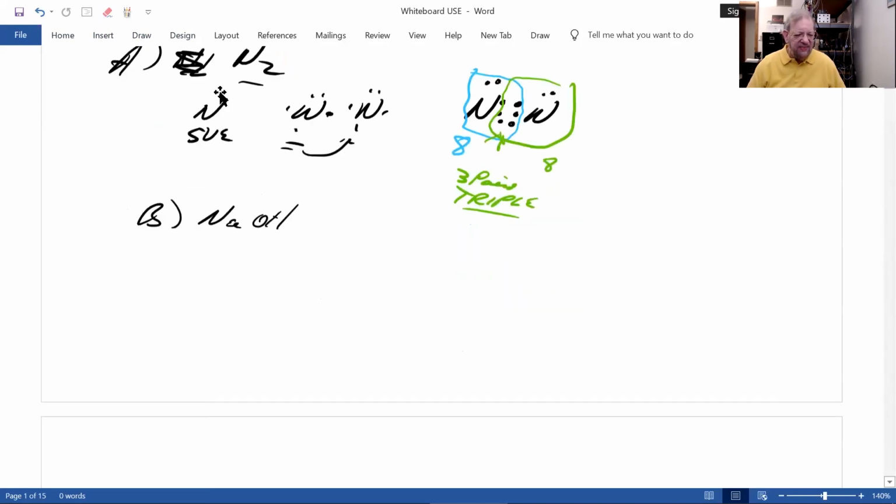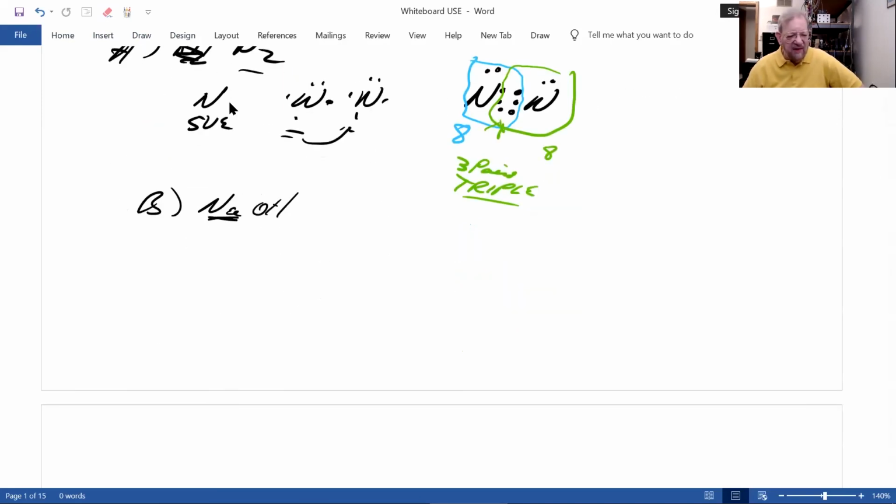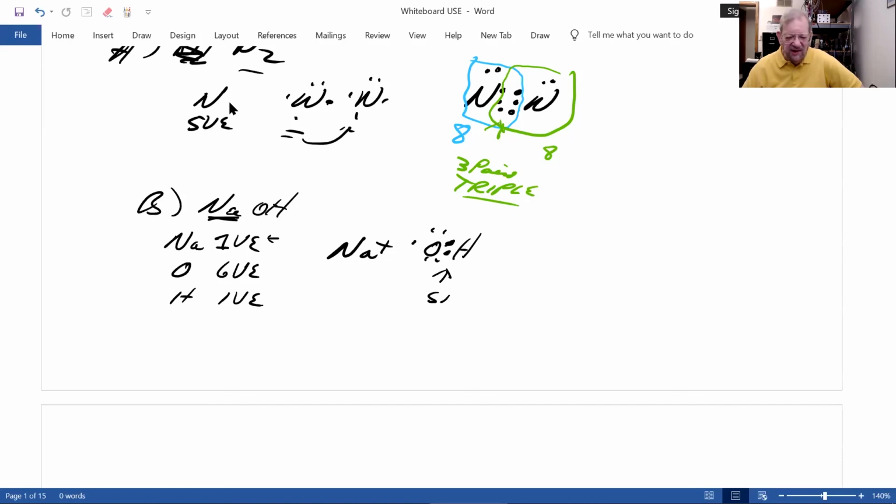Sodium hydroxide. Immediately when I see an alkali metal, I know that forms this. Now, remember, sodium, 1 valence electron, oxygen, 6 valence is on the periodic table, hydrogen, 1 valence electron. Now, oxygen has 6, and hydrogen has 1 unpaired valence electron, and it says to oxygen, let's share. And they do, and they form a single bond, 1 pair of electrons.